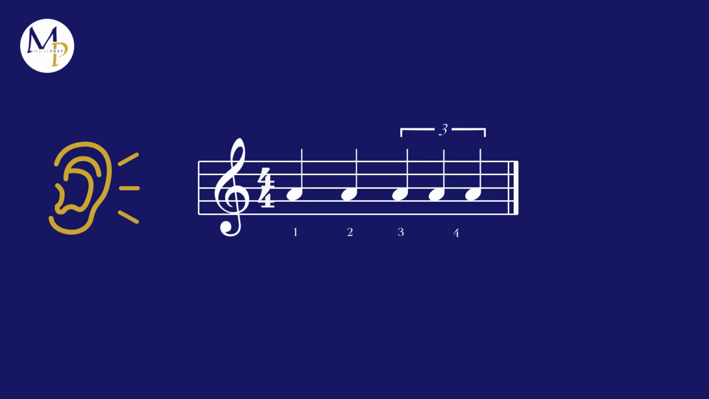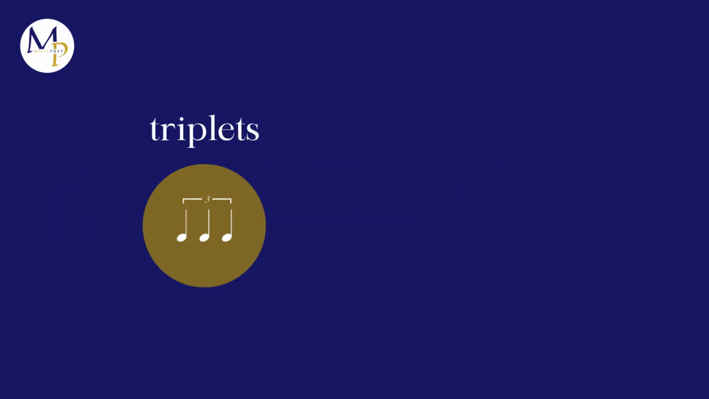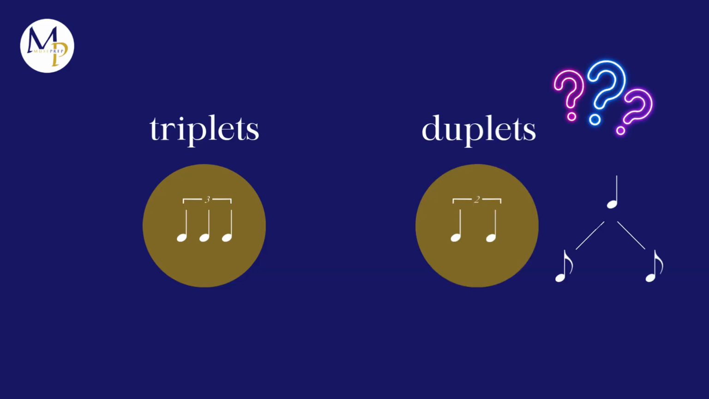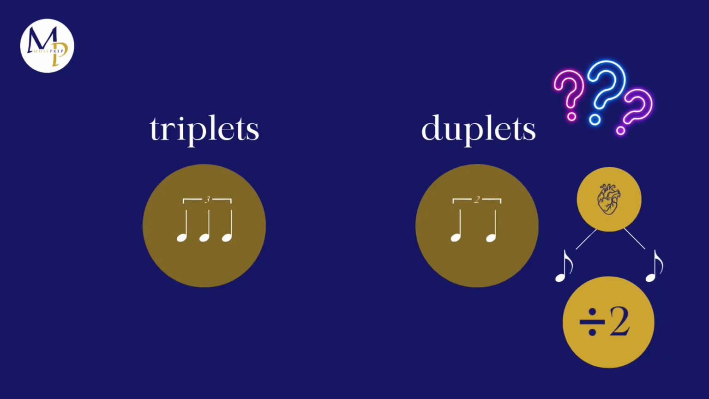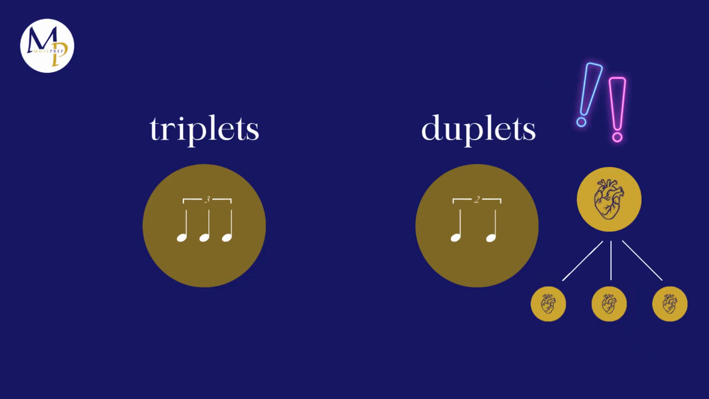Now let's turn things around. Besides triplets, there are also duplets, which divide a beat into 2. But why do we need them if note values are normally divided into 2 anyway? Duplets are only used when the pulse of a meter is divided into 3 parts. For example, in 6/8 time.